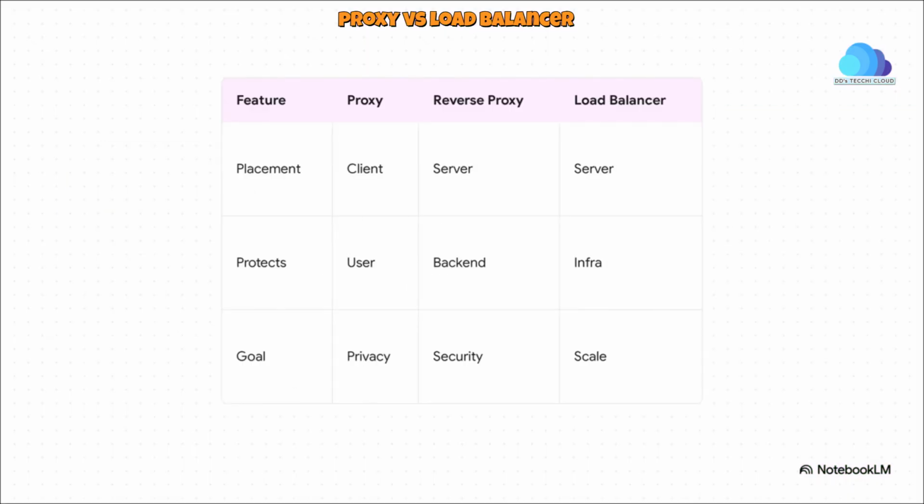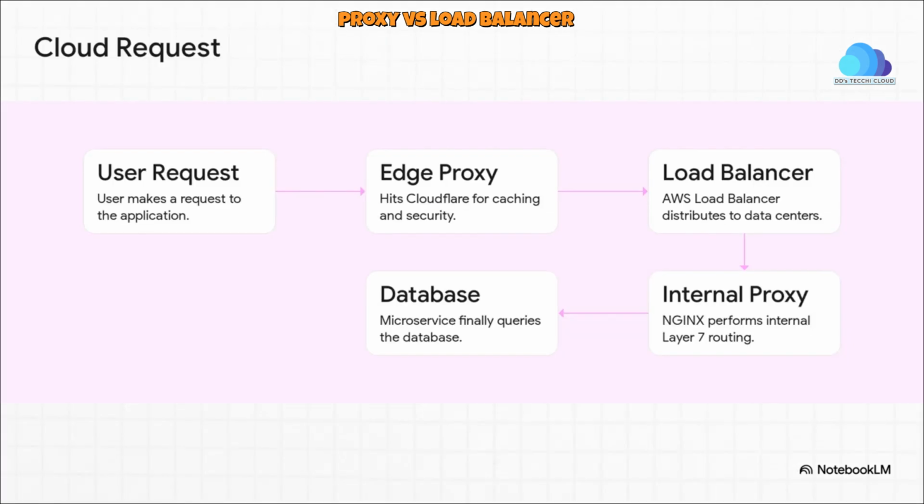Now that we have our 3 main puzzle pieces, let's just compare them directly to see how they build on each other. If you look at their placement, a proxy is sitting on the client side, while both the reverse proxy and the load balancer live over on the server side. Their goals are super distinct too. A proxy protects the user's privacy, a reverse proxy protects the server's security, and a load balancer ensures scale and uptime. In reality, any massive site you visit is using all of these at once to create a really robust layered defense.